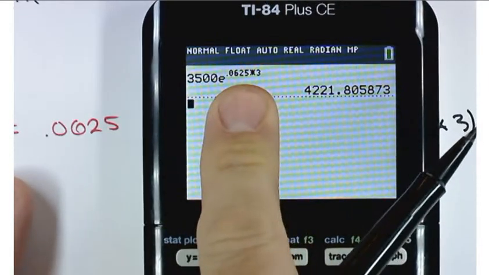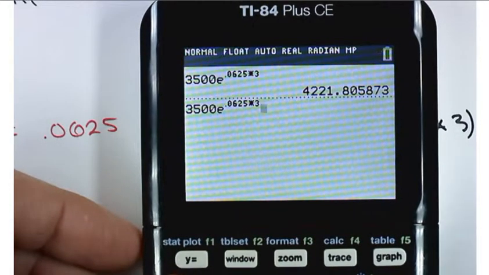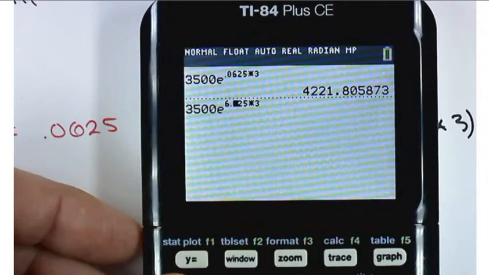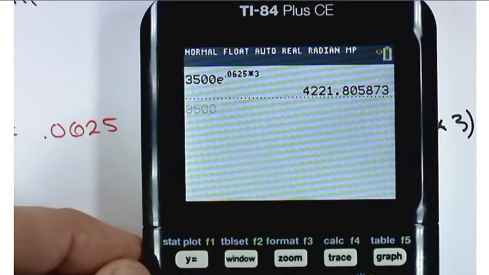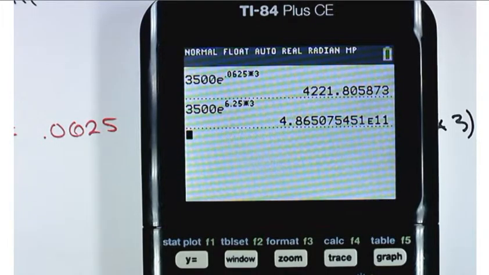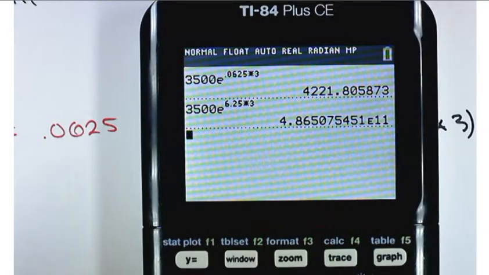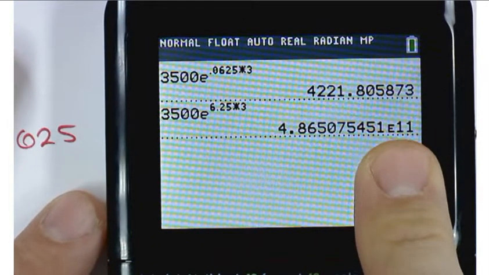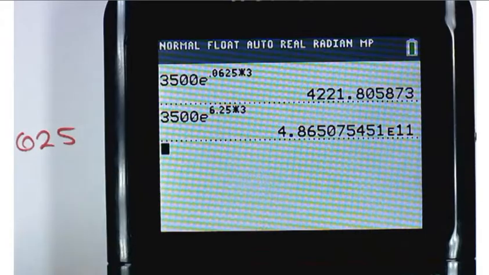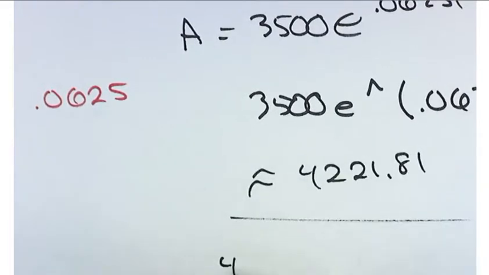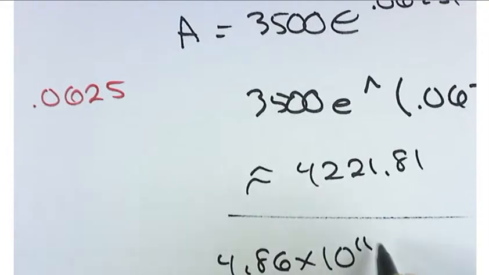If you forgot to change that to a decimal and just typed in 6.25, it probably will overflow your calculator. I'm not sure, but we'll take a look here. Maybe not. We'll see. All right. So what if you forgot to put in that decimal? Well, then that's telling you you got this number. What is this number? Does anyone know? What's this E11 stuff here? Yeah, so really what you're saying is you got 4.86 times 10 to the 11th power dollars.